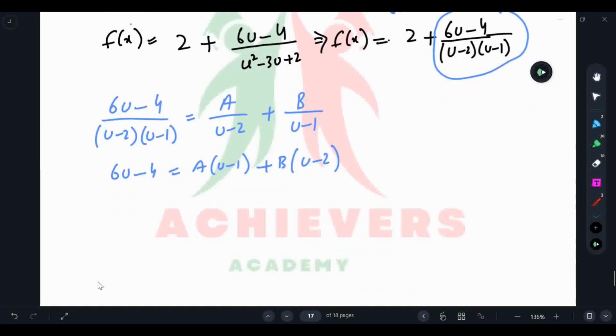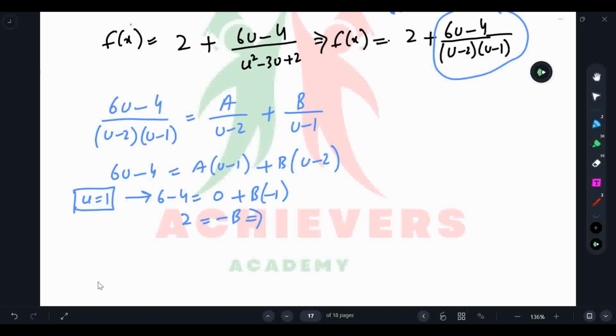Now put the value u is equal to 1. If u is equal to 1, what will be the value of a or b? So this will be now 6 minus 4 is equal to 0 plus b into minus 1. Now if we simplify it, this will be 2 is equal to minus b, and hence we can say that b will be equal to minus 2.